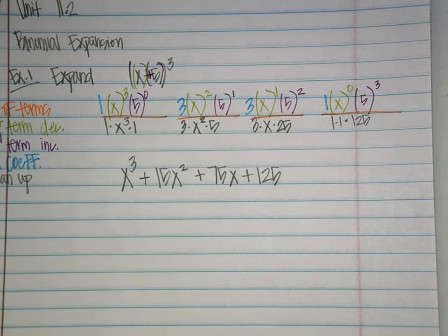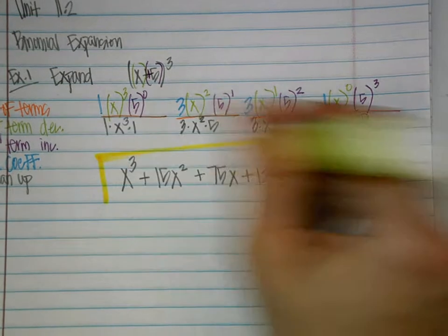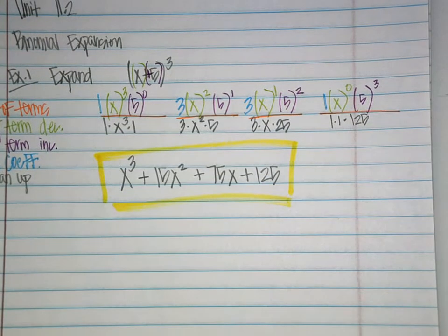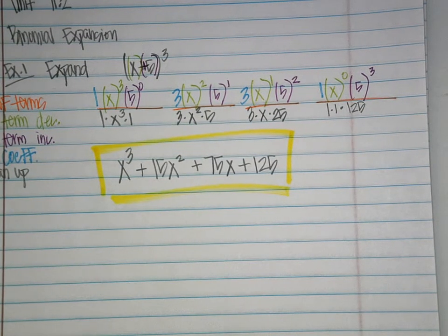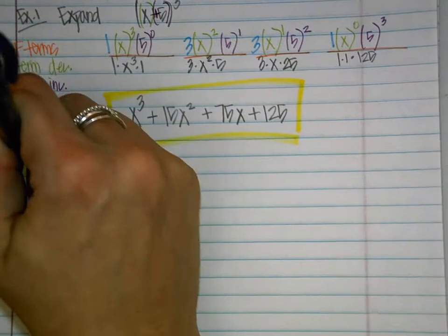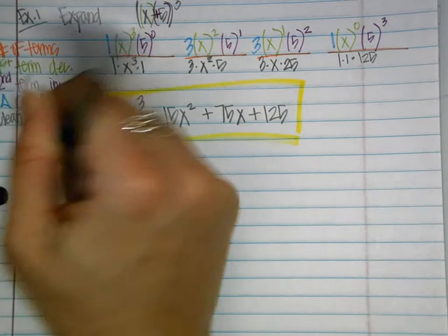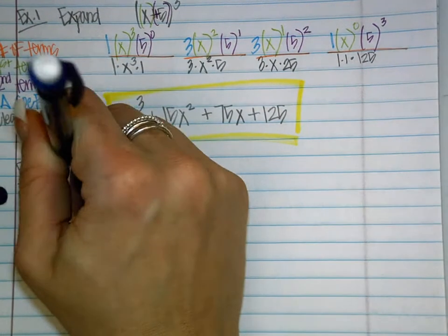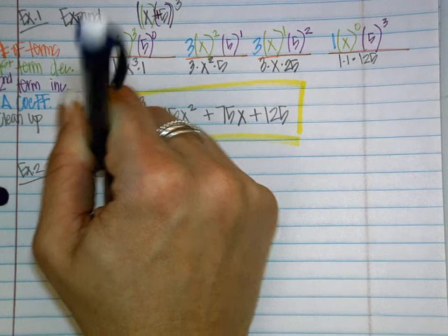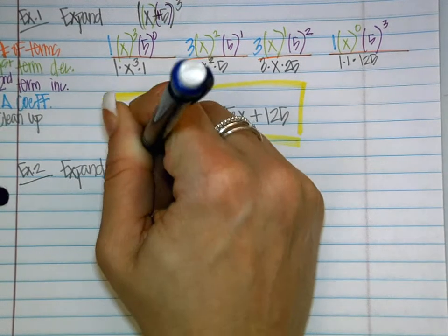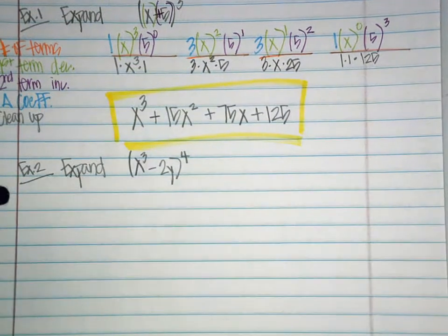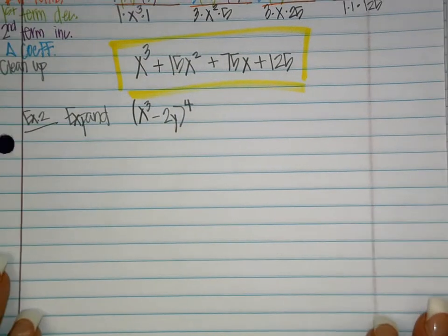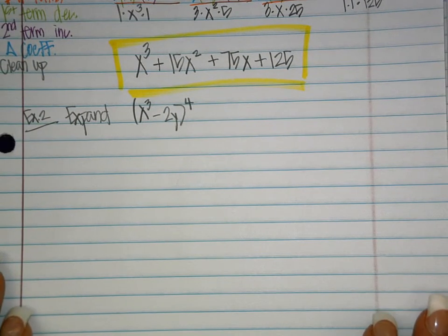Questions on how I did that? So hopefully not too bad. Okay, just like yesterday, we're just going to be adding a couple more coefficients and numbers inside the terms. Okay, let's try another one. Number 2. Again, I'd like you to expand the binomial x cubed minus 2y to the 4th power. X cubed minus 2y to the 4th power.